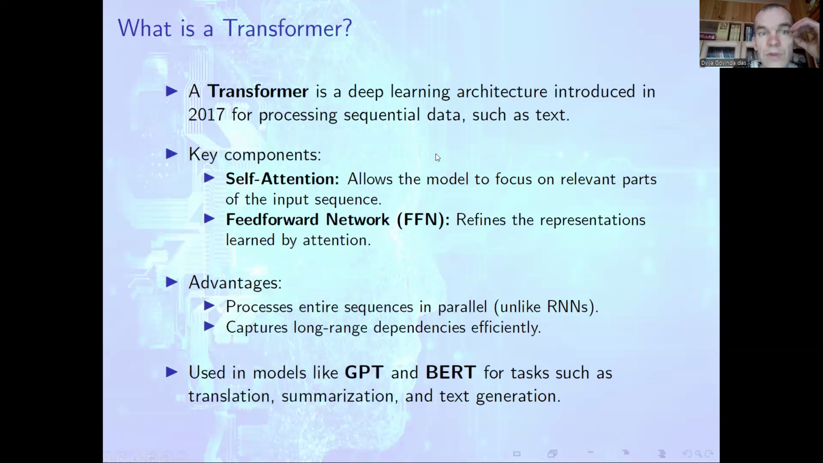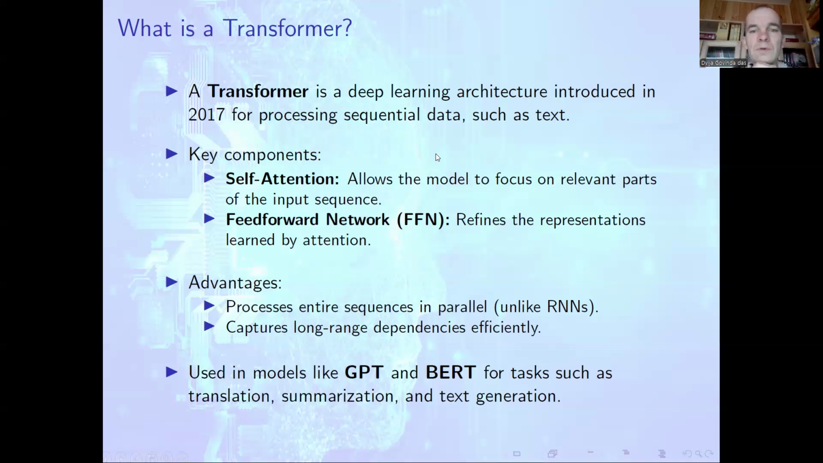So, transformer. What is a transformer? A transformer is a deep learning architecture introduced in 2017 for processing sequential data, such as text. Its key component is the mechanism of self-attention. The name of the article which appeared in 2017 was "Attention Is All You Need." Attention is everything, both in spiritual and material life, and the self-attention mechanism in transformers allows the model to focus on different relevant parts of the input sequence of the sentence, not just word by word, but all the words in the sentence are taken into account and their proper context is understood for the subsequent processing.